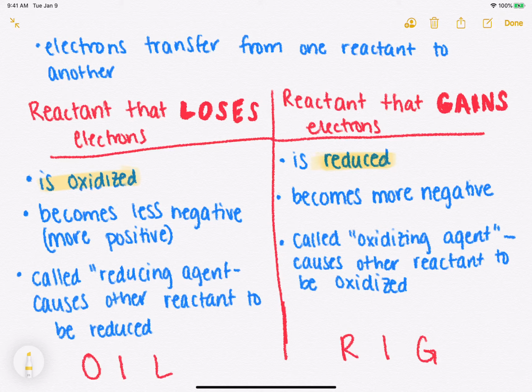The one that loses electrons is becoming less negative, and that's because electrons are negatively charged particles. When you're losing them, you're getting rid of some of your negative charge. The one that's gaining the electrons is becoming more negative.